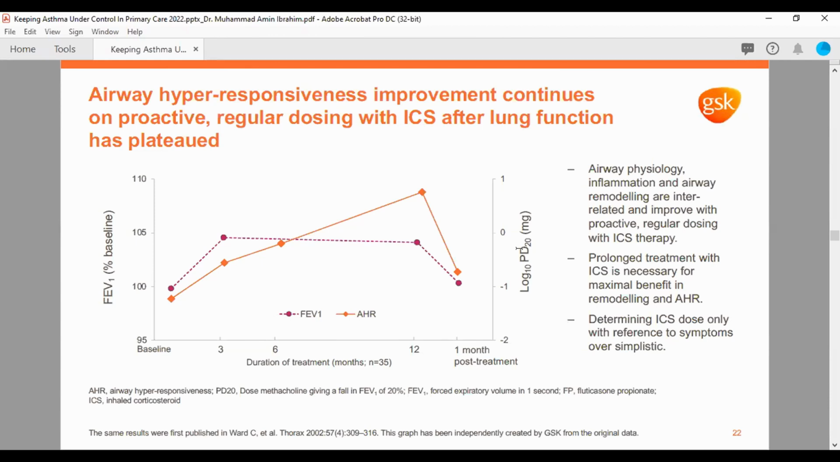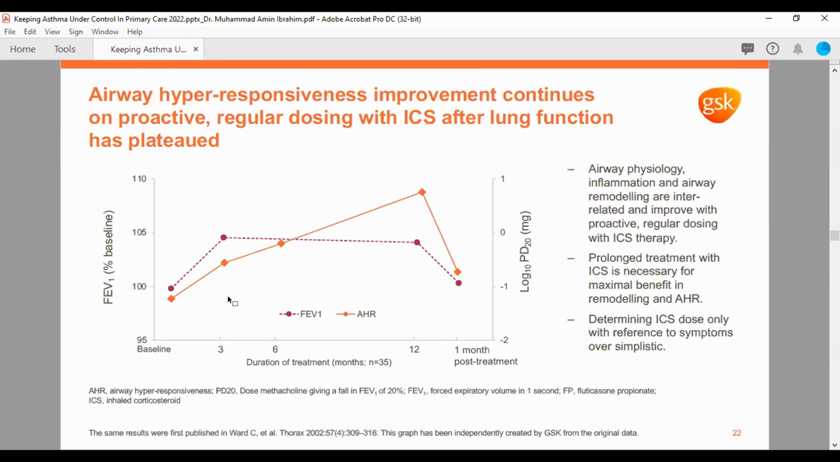The higher the dose of methacholine required to cause significant bronchoconstriction, a reduction of 20%, the less responsive the airway. The higher the number of PD20, the less responsive the airway is. So in this study, they followed up patients over a period of 12 months. After the 12 months, they stop the medication.